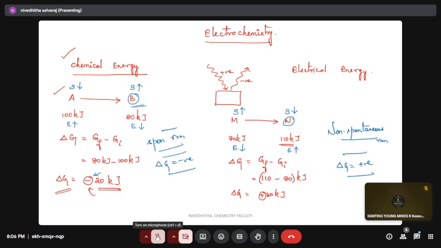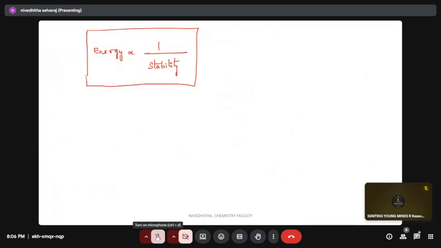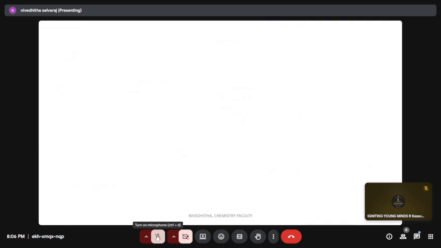Okay, so now we understood what chemical energy is, right? It is the amount of energy involved in a chemical reaction. In some reactions energy may be released, and in some reactions energy may be absorbed. So this is chemical energy. Now we'll talk about electrical energy. Okay, in your point of view, guys, what is electrical energy?